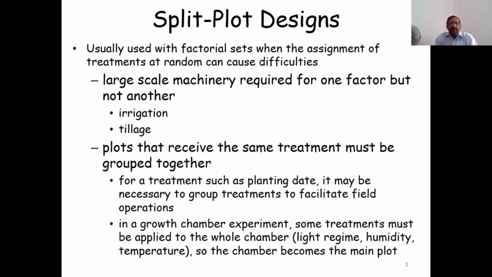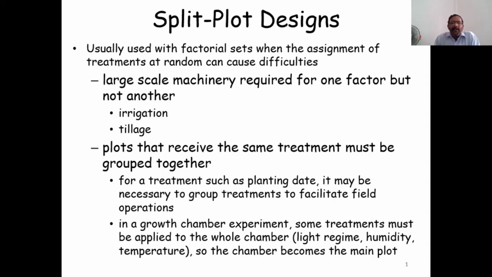Right? A treatment such as planting date is one treatment. We will see the example later. It may be necessary to group the treatments to facilitate the field operations. Planting date is one treatment or one factor. So planting date, every 2 weeks is the planting date. That is my experiment, so that we need to group them.